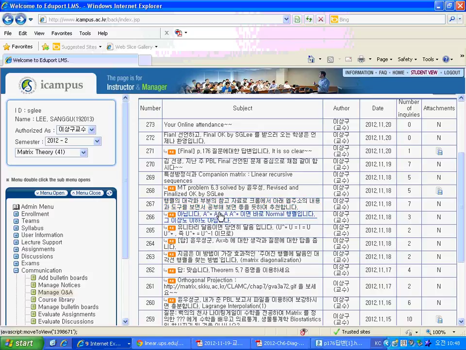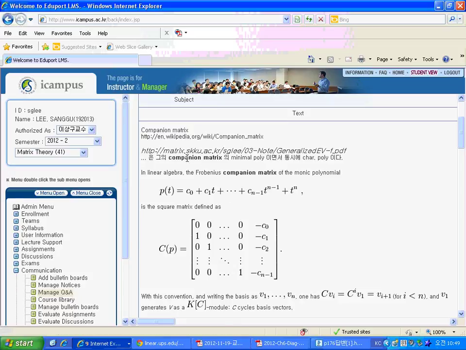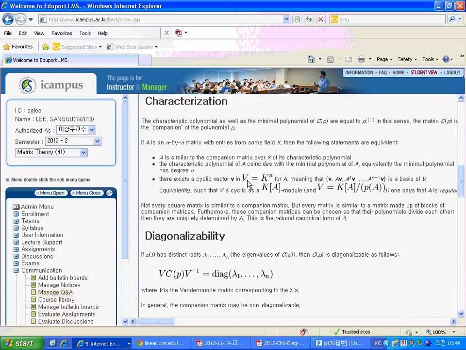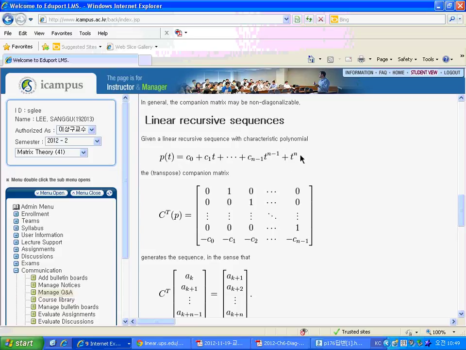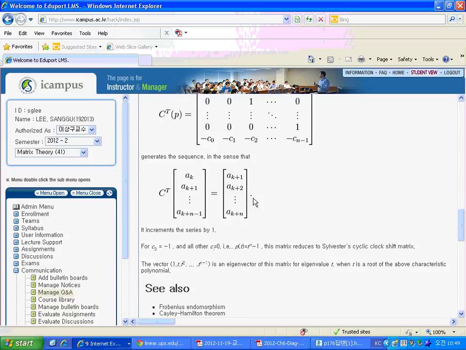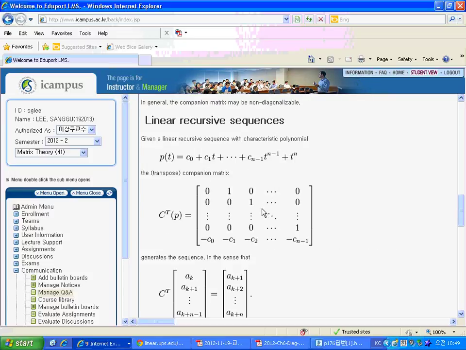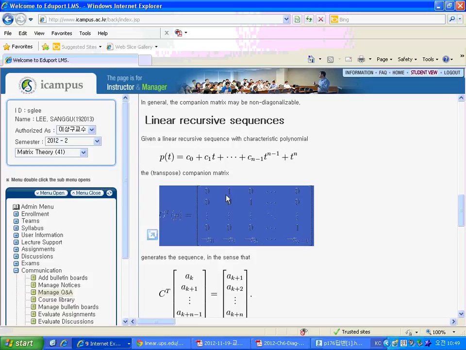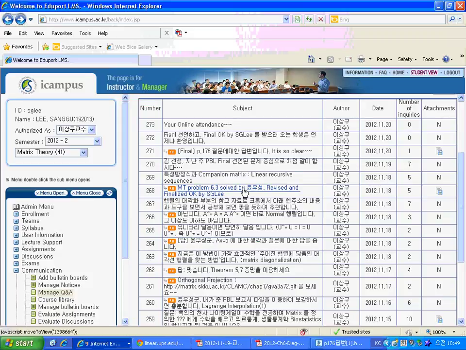What else? Also, Mr. Yoon asked, I have uploaded some information on the companion matrix, which appeared in chapter 6. You may take a look at the relationship between this polynomial and this matrix. It has a very close relationship. The characteristic polynomial of this matrix is this one, and from this polynomial you can always make this type of matrix, which is called the companion matrix of this characteristic polynomial. So you can take a look at it too.